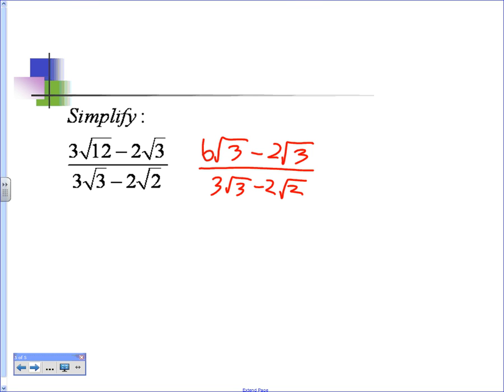All right, he made 3 square root of 12, the same thing as 6 square root of 3. Do you agree? Yeah. Okay.